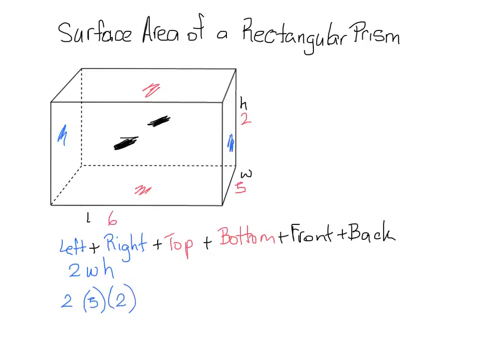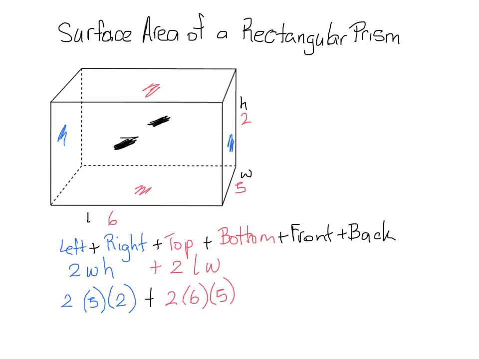Now let's do the top and the bottom. The top and the bottom are length times width, and also length times width. They're both length times width, so it's adding 2 length times width. In this case, we have 2 times 6, which is our length, times width, which is 5. So that's the top and the bottom.